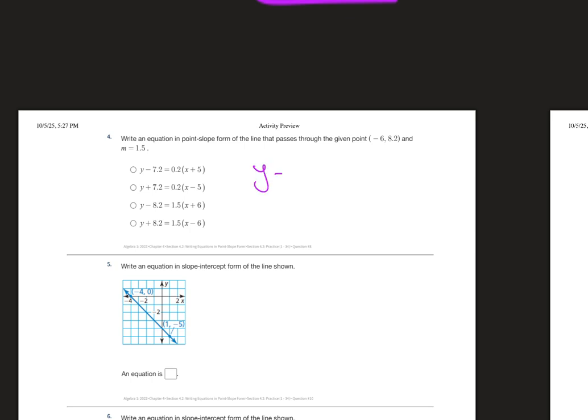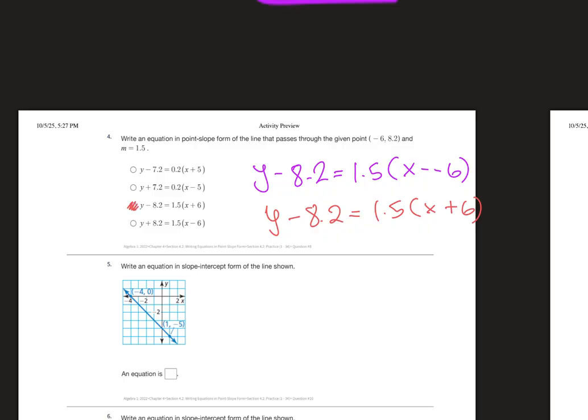y minus 8.2 equals 1.5x minus negative 6. Now, I wrote minus negative 6, but you're going to get to a point where you can just look at this and understand that it's just going to be that plus 6 right there, okay? So looking at our answer choices, it's got to be that one.